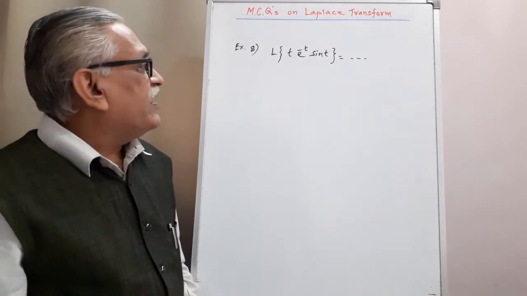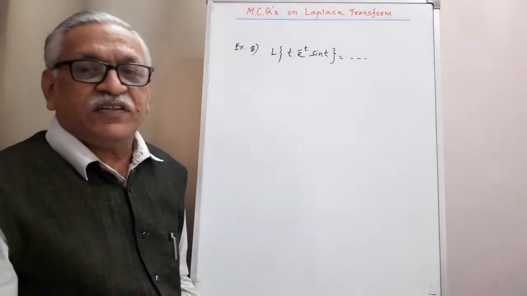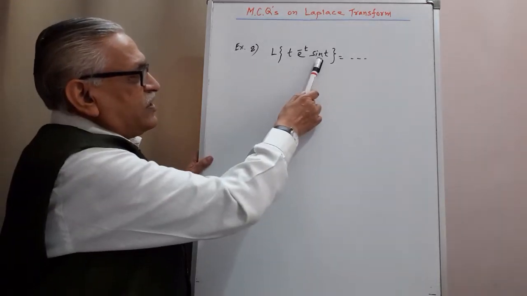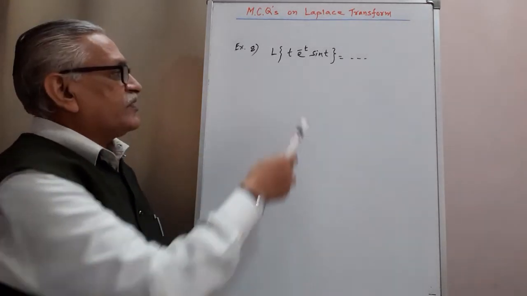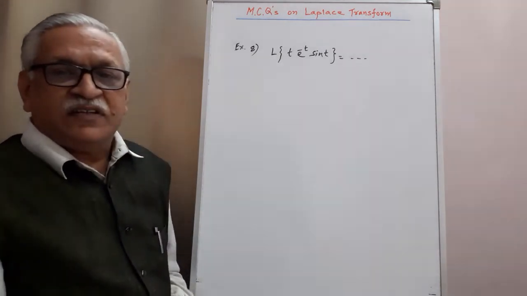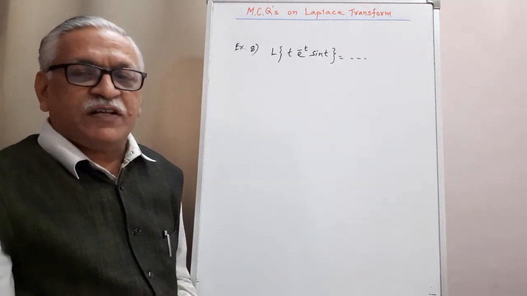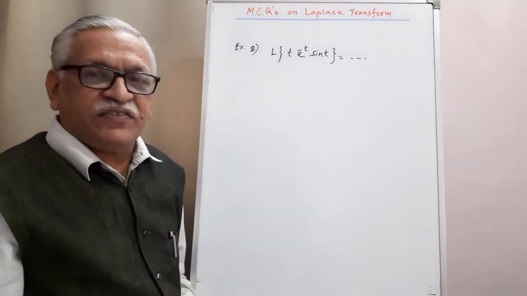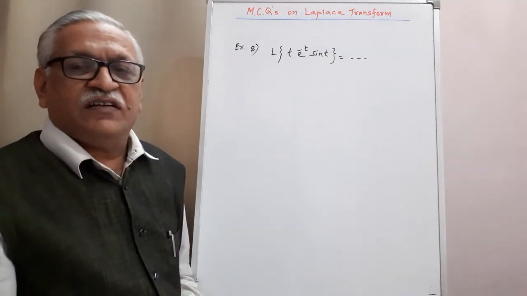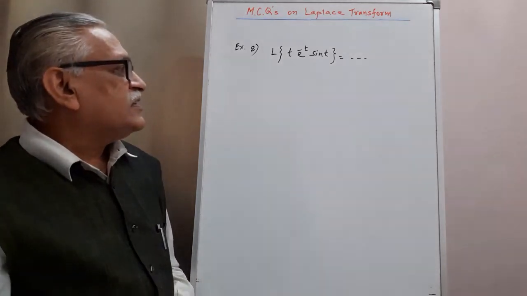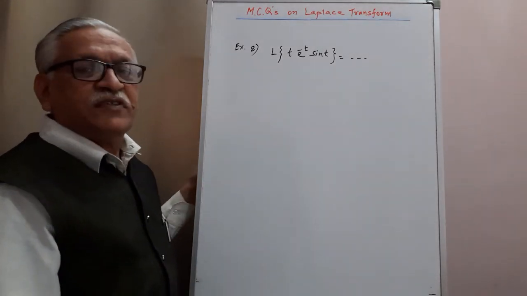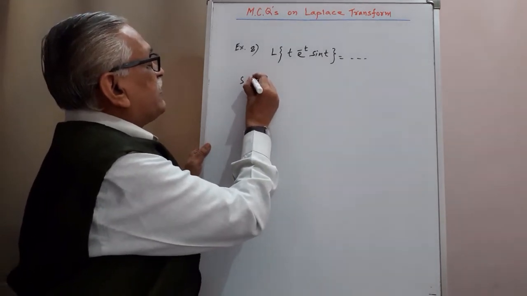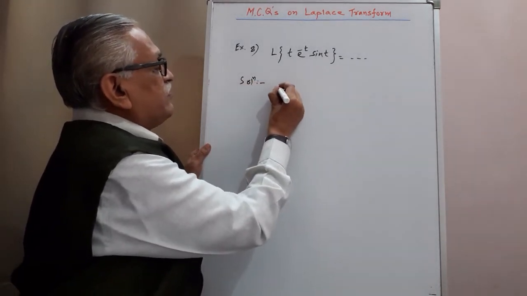Example number 8: find Laplace of t e raised to minus t sin t. Here it is a product of three terms. If we consider sin t as f of t, then it is multiplied by t, meaning the theorem of multiplication by t raised to n, and then once again it is multiplied by e raised to minus t. It is a problem of the shifting theorem. Therefore, we have to apply those two theorems to obtain that Laplace transform. To find the correct option, we go step by step.